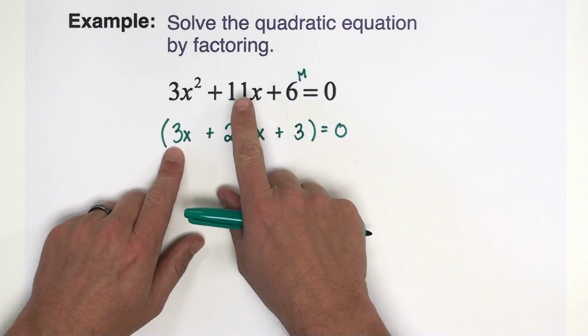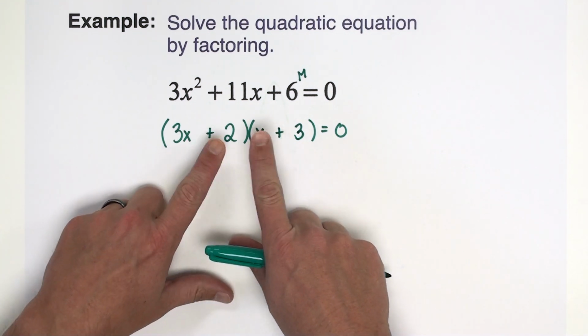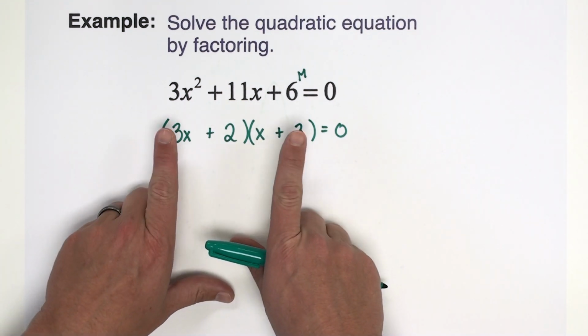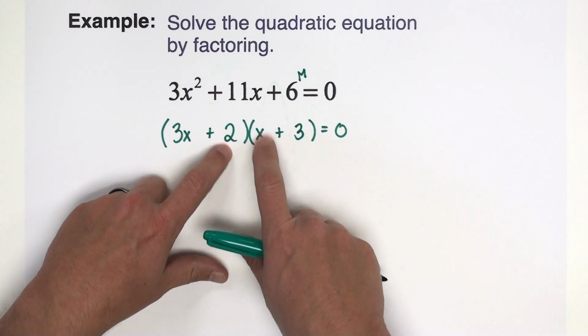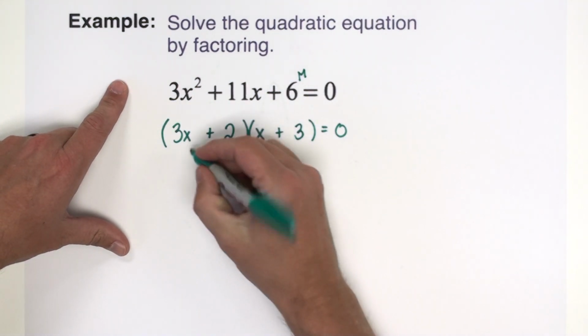That's going to give me a quick check here to get 11. I've got 3 times 3 makes 9, and 2 times 1 makes 2, and 9 plus 2 makes 11. So that's going to work. Now I need to set these equal to 0.